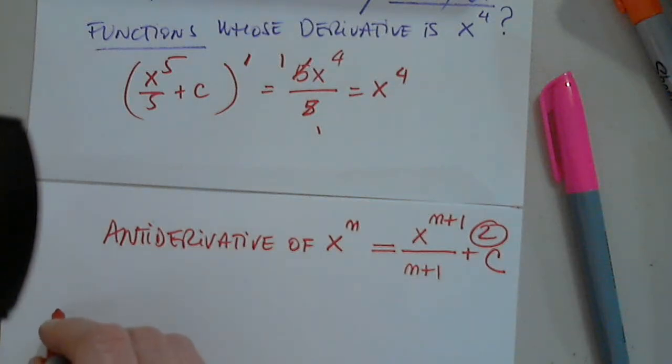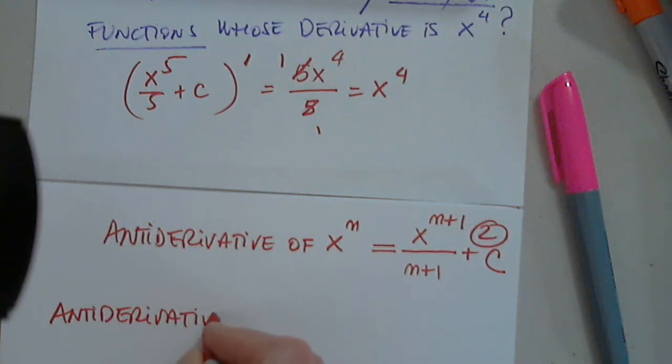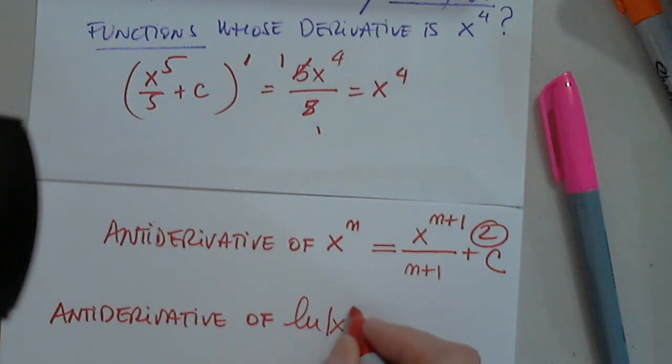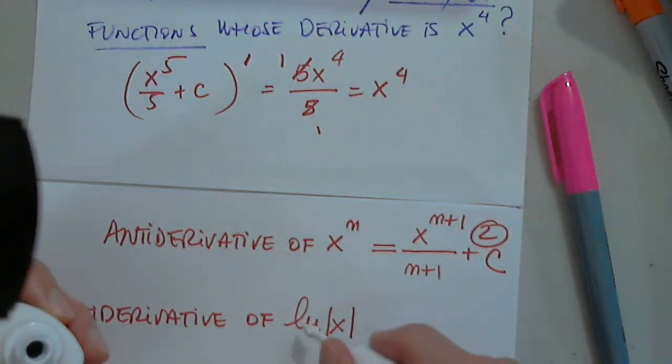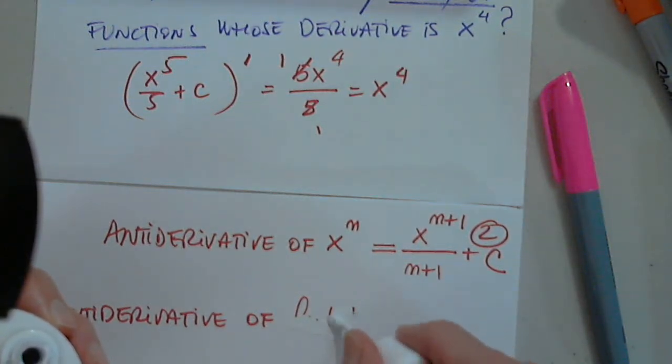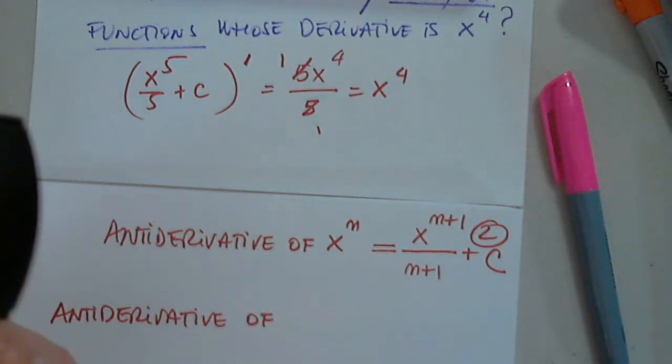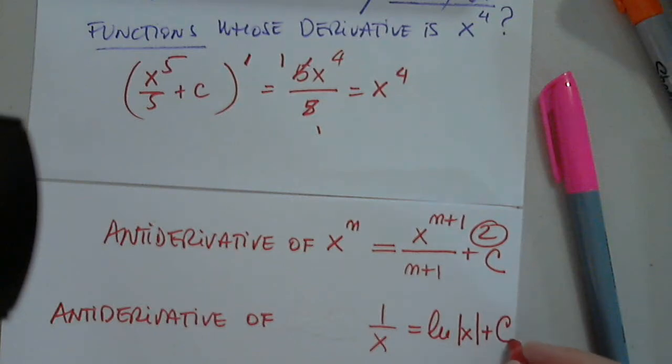Now, what if I want to determine the antiderivative of natural log of the absolute value of x? I already jumped ahead. I wanted to say 1 over x. And now you know the answer. I jumped ahead in my head, and I wrote the answer first. Sorry about that. So the antiderivative of 1 over x is natural log of the absolute value of x plus a constant c.